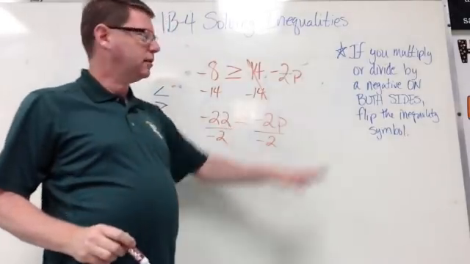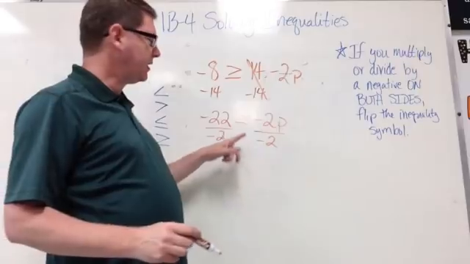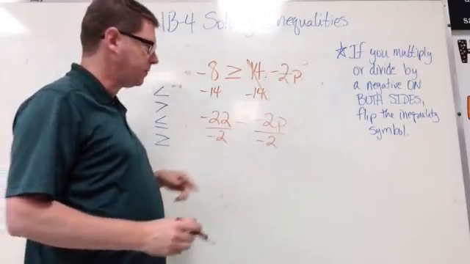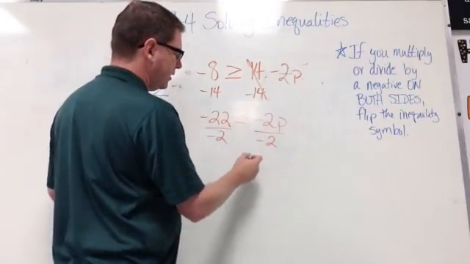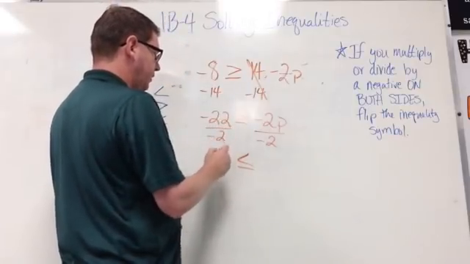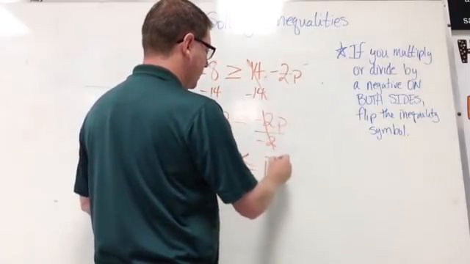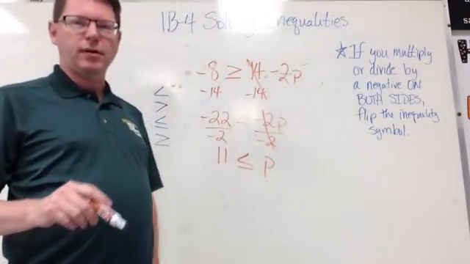Ding, ding, ding. Over here, I'm dividing by a negative on both sides. That means I have to flip the inequality symbol. So instead of greater than right there, it's going to become less than. So -22 divided by -2 is 11. And -2p divided by -2 is just p. Now here's the tricky part.